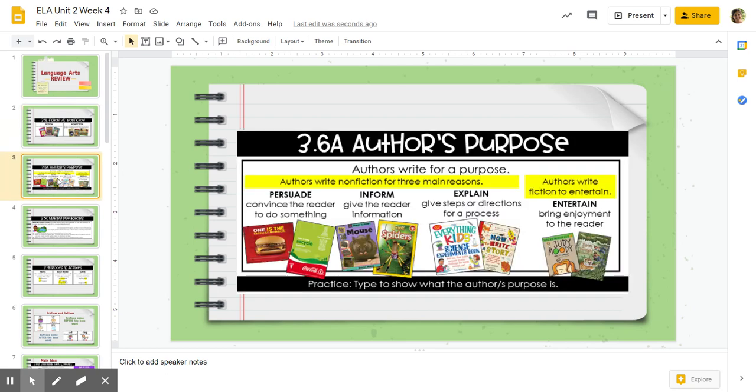So when we look at author's purpose, we have a couple different reasons the author might write what they wrote. So these are why they might write a nonfiction book or those real books. It could be to persuade, which means you want to convince the reader of something. You want them to think the way you do. It could be to inform or give the reader information. It could be to explain or give steps or directions for something that you want them to do, such as how to make a paper airplane or how to make bread. It's giving you directions. If you have a fiction text, that is purely for entertainment. They want their reader to enjoy what they're reading.